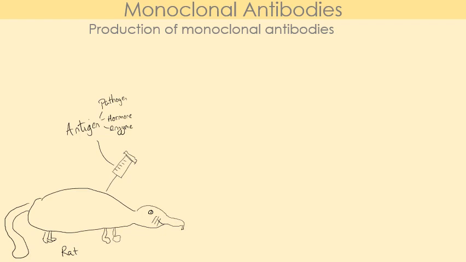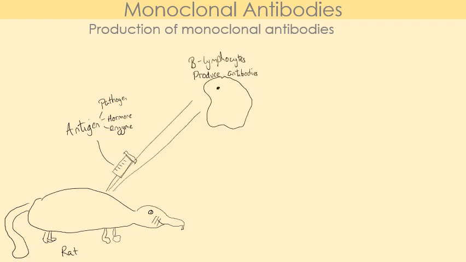Inside the rat, we start to see an immune response. The B lymphocyte cells will produce antibodies, and these antibodies are specific to the antigen. We will then combine the B lymphocyte with a tumour cell.